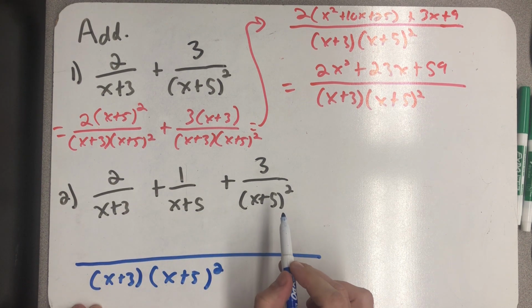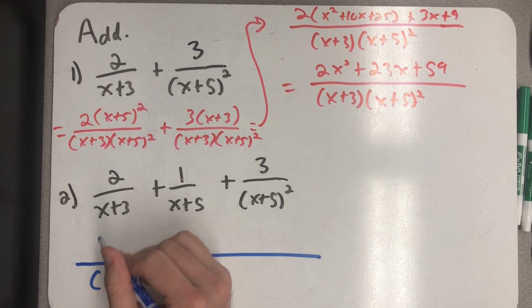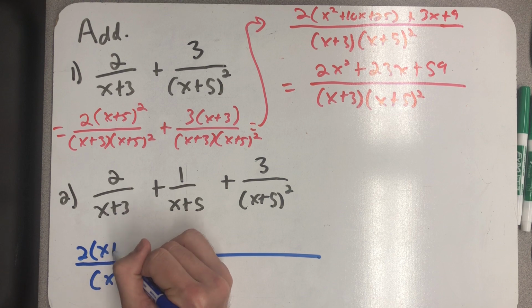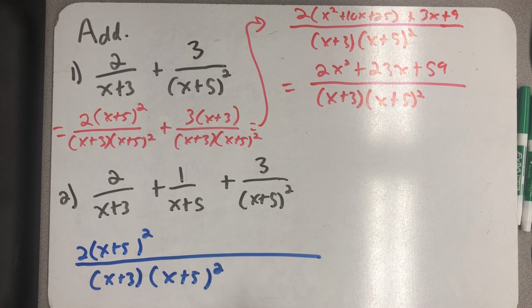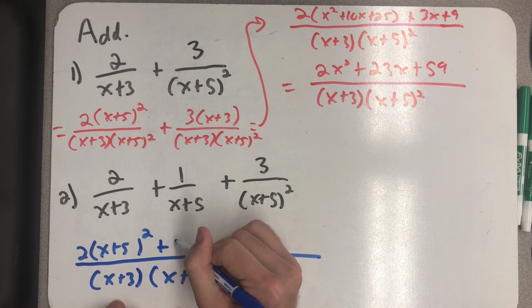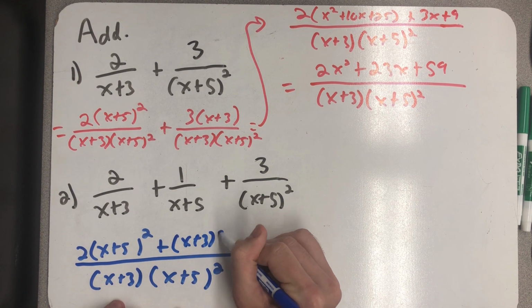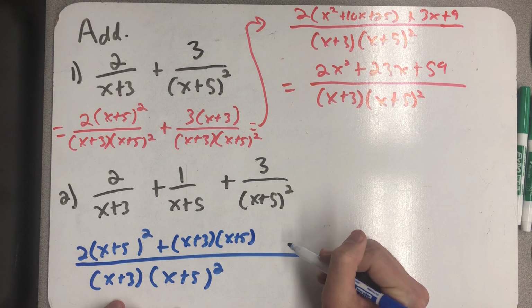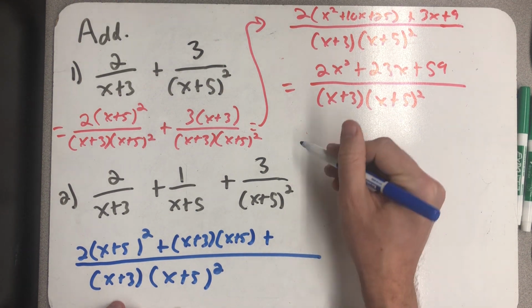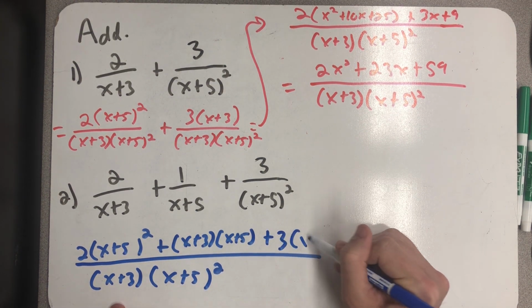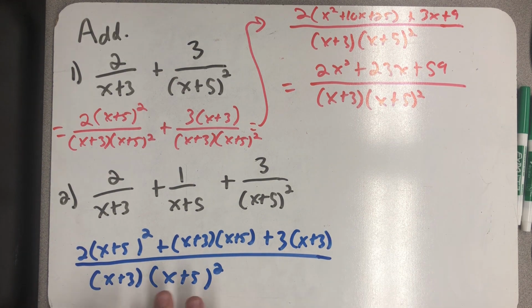This first fraction I would need to multiply top and bottom by x plus 5 squared. So I'd have 2 times x plus 5 all squared. In the middle, I need 1 more x plus 5 and the x plus 3. So I'd have 1 times x plus 3 times x plus 5. And then finally, I need to multiply this last fraction by x plus 3. And again, I'd have the same denominator, so I just wrote it one time.